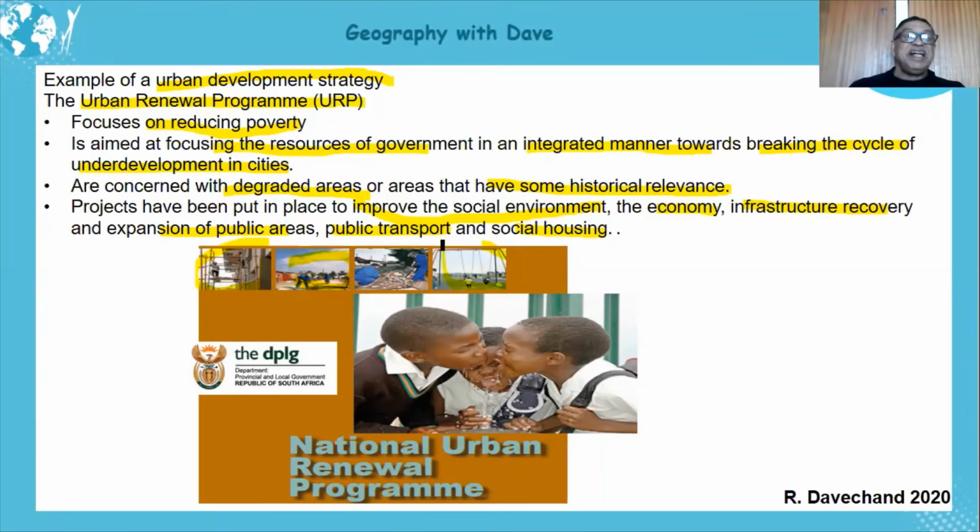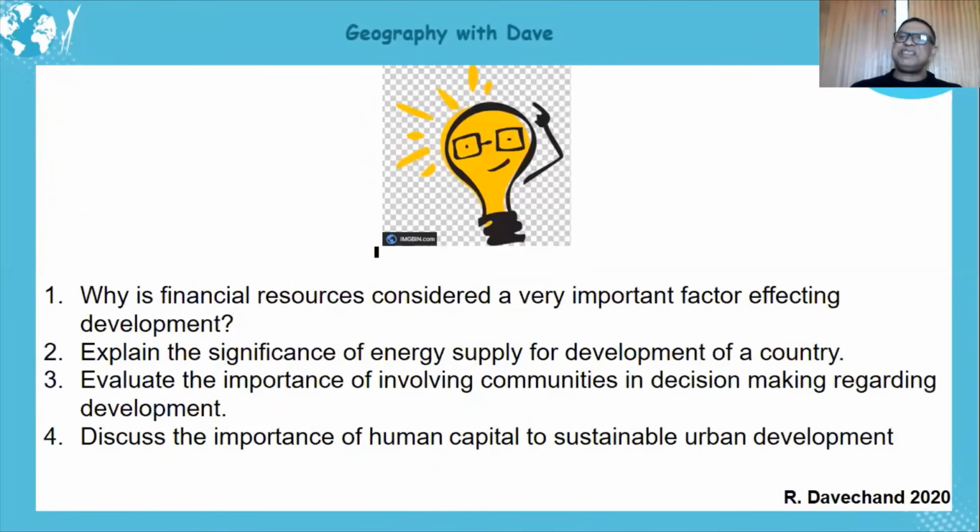Okay. And lastly, let's look at just some brain teasers, eh? I'm just going to look at it, something for you to think about. Let's look at some of these questions. Why is financial resource considered a very important factor affecting development? Right? Because you need money, isn't it? To train people, okay? To give them skills, it needs money.